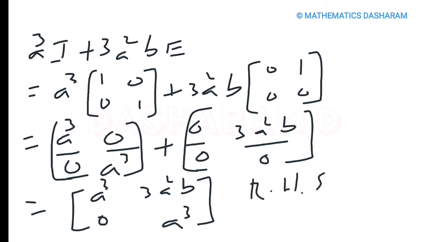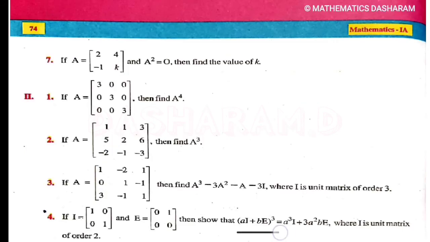If you are observing, both LHS and RHS are the same answers. So definitely (AI plus BE) whole cube equals A cube I plus 3A square BE is proved.